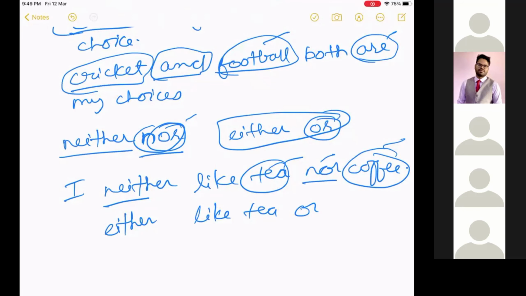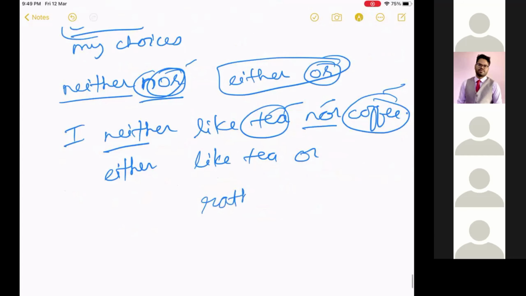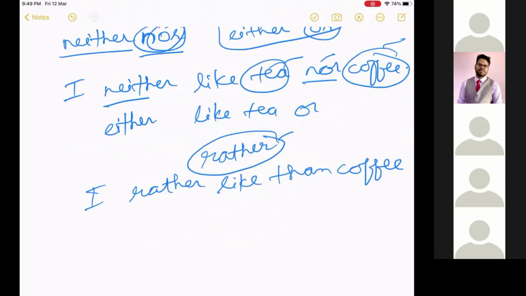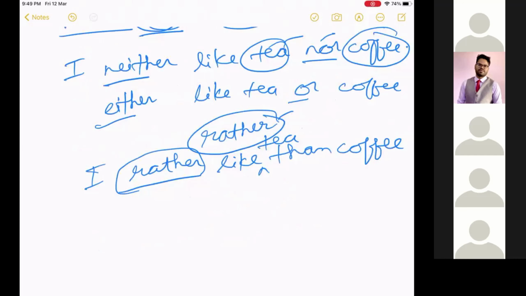Just a minute. Okay. So if you accept one of them, there we use rather. For example, I rather like tea than coffee. Is it clear, all these three things? If you use neither nor, it means that you are rejecting both the things. If you use either or, you are not sure about what thing you prefer. And when you use rather, you are sure what you actually prefer. I rather like tea than coffee. Is it clear? Shall we proceed?